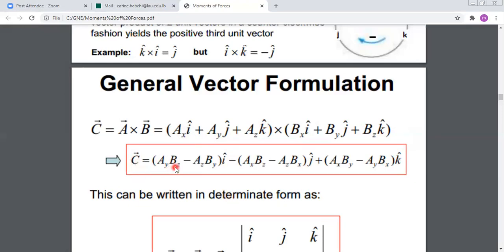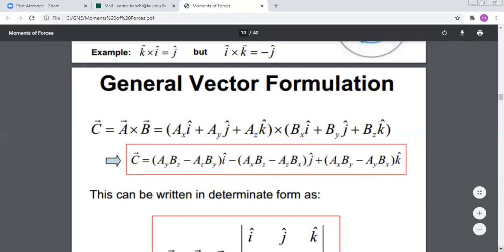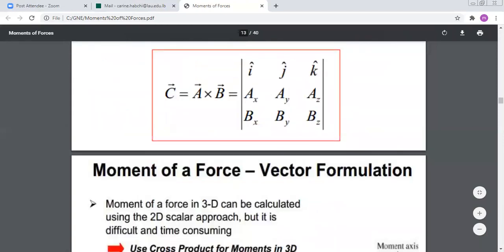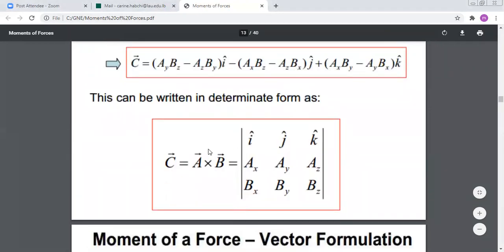I get this final result. That C is AY BZ minus AZ BY along I, minus AX BZ minus AZ BX along J, and plus AX BY minus AY BX along K. It's hard to remember this, okay? So instead of memorizing this formula, we have a method to simplify the vectorial product, which is the matrix method. What we do is, we want to obtain this result using a simple way. So according to this result, we have developed the following way to calculate it in a simple method.